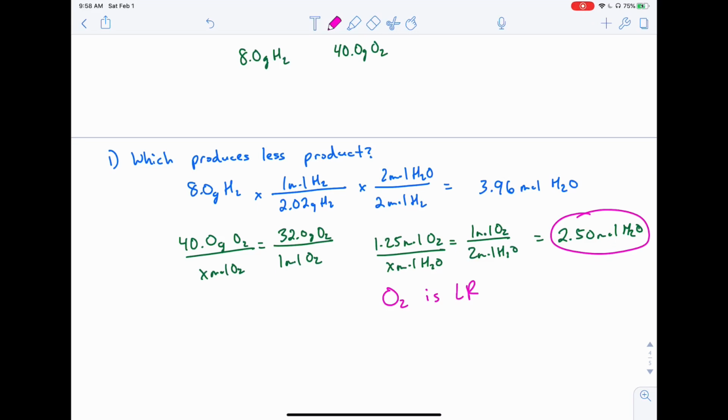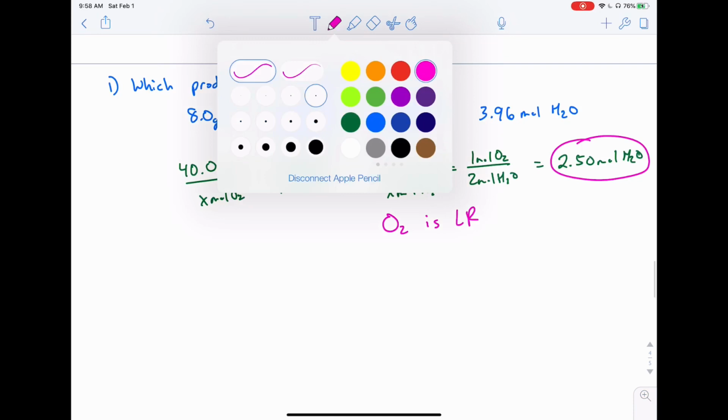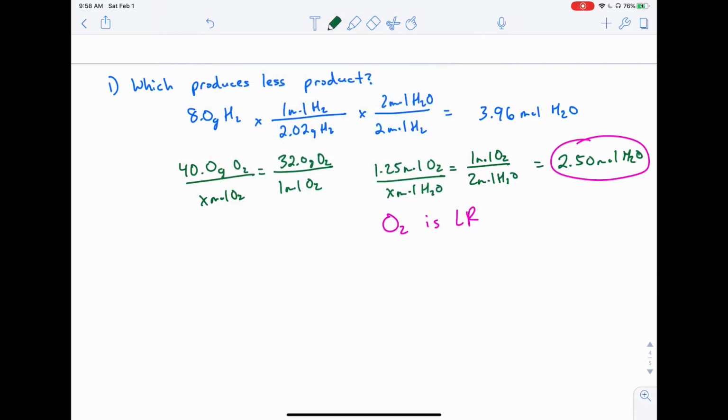I'll admit, when I learned it, that's the way we were taught to address it: calculate the amount of the same product for both reactants, and figure out which one made less. But there are other ways to do it, and I'm going to show you that too. This is also where the ICE chart comes into play, and I'll show you what I'm talking about here.